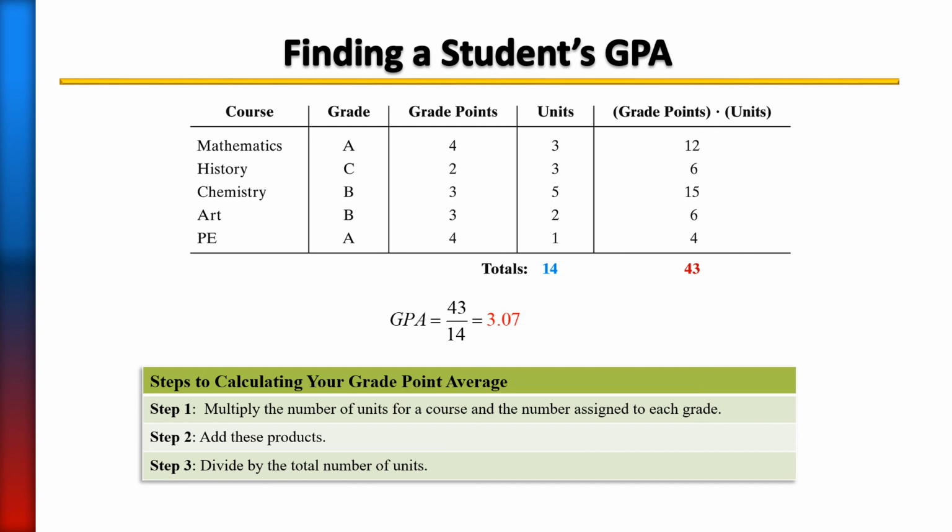So again, the steps are: step 1, multiply the units for the course times the assigned grade that you got. So whatever your grade you got, multiply that with the units. Once you get that number, you're going to add all of those numbers, and that's going to give you your numerator and divide it by the number of units taken. So again, this student has a 3.07, which is a B average.